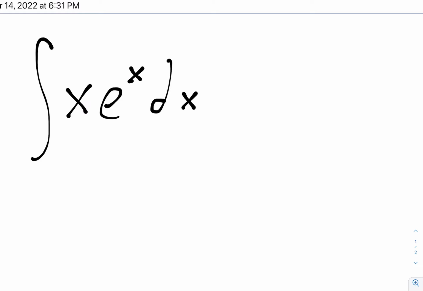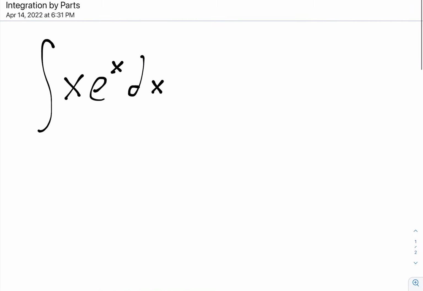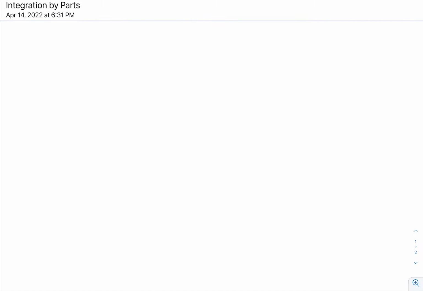So we need another tool to be able to figure this out, because we're not just going to give up there, right? There is a way to solve this. So I'm going to show you where integration by parts comes from.